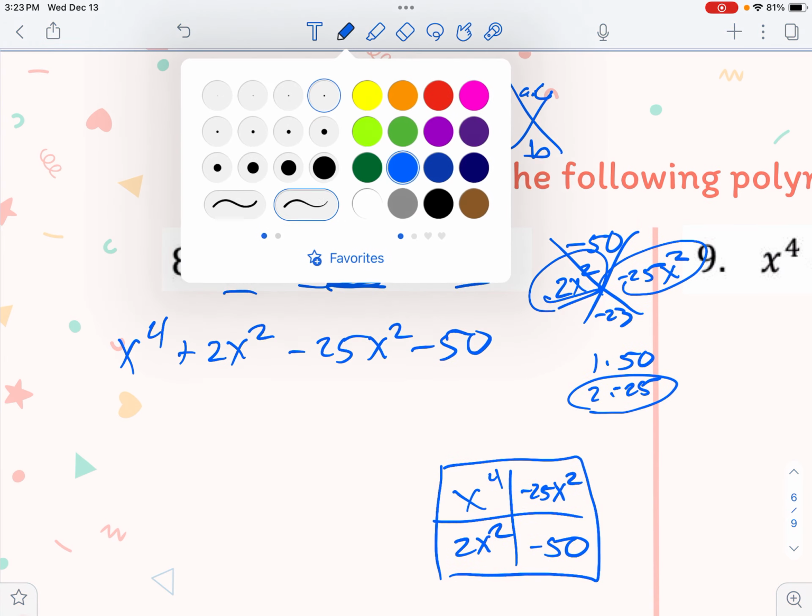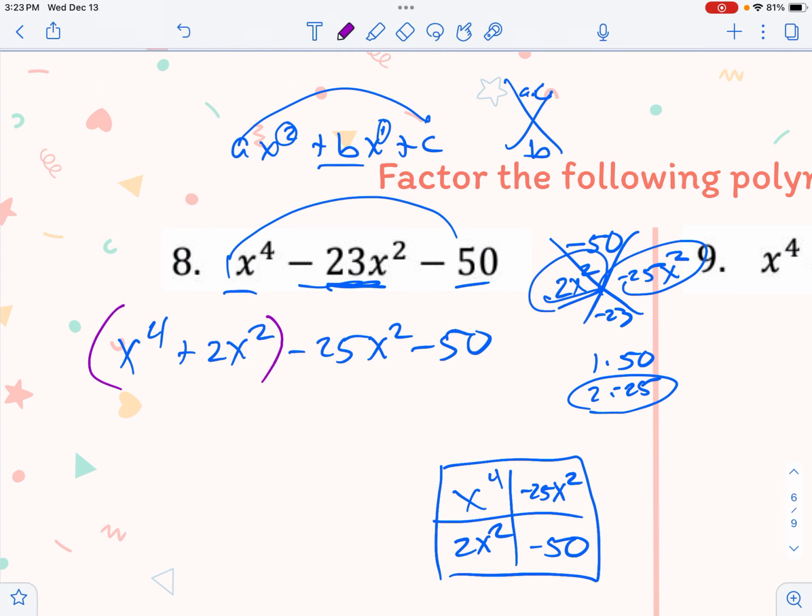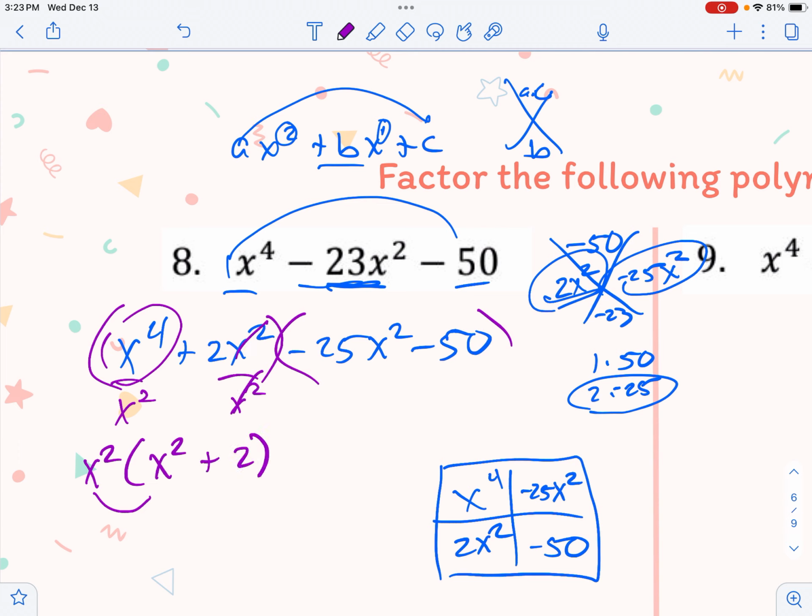Okay, so let me do this grouping one first. I group these two together and these two together. Out of here, I can take an x squared out of both of them. So x squared, x to the fourth divided by x squared. Well, 4 minus 2 is 2, so that'd be another x squared. And that makes sense because x squared times x squared is x to the fourth. Plus, I'd just be left with a 2 here. If I distribute this back through, I should get what I started out with.